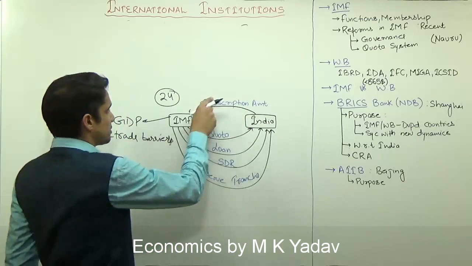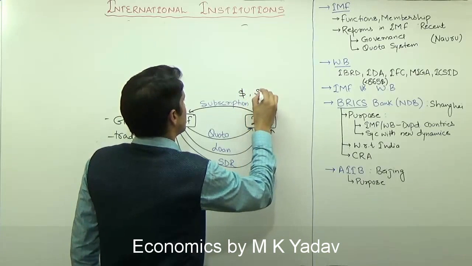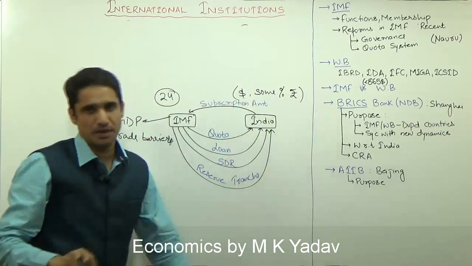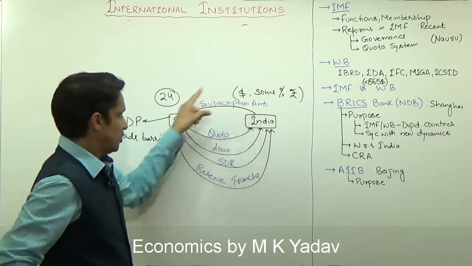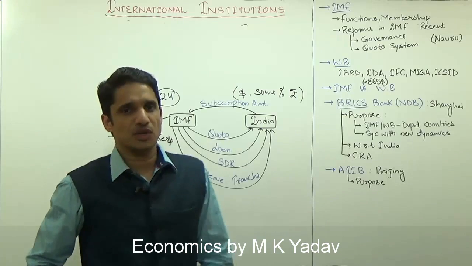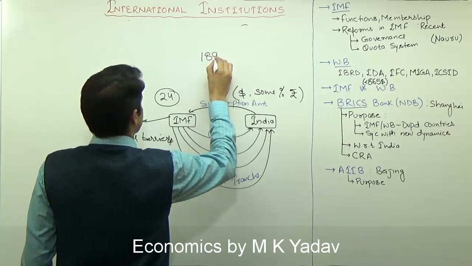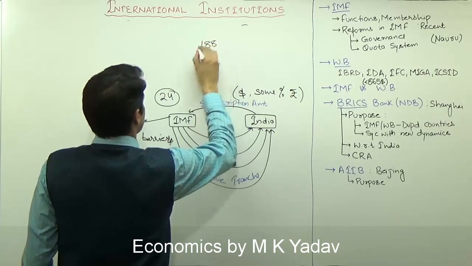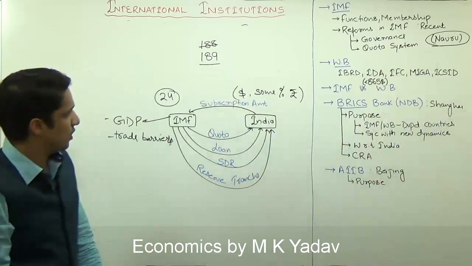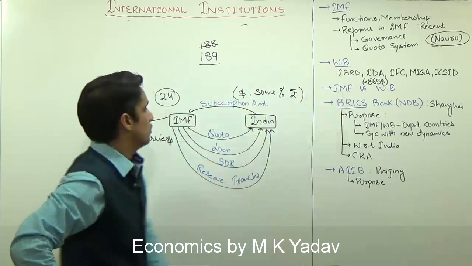In what form will you pay the subscription amount? Usually it is paid in dollars plus some percentage. Some percentage you can pay in the local currency as well. When you pay the subscription amount, you become a member of the IMF. By default, not all countries are members of the IMF. At present there are 189 members, earlier 188. Nauru is the last member. Nauru is a country, and now we have a total of 189 countries in the IMF. The same 189 countries are there in the World Bank also.